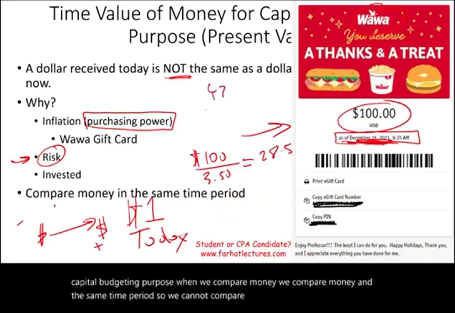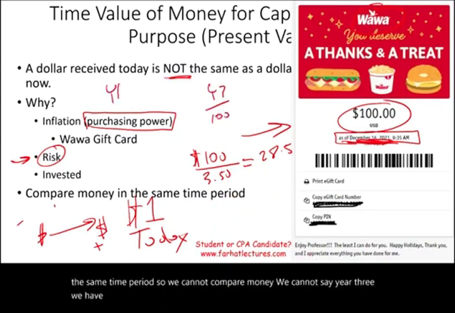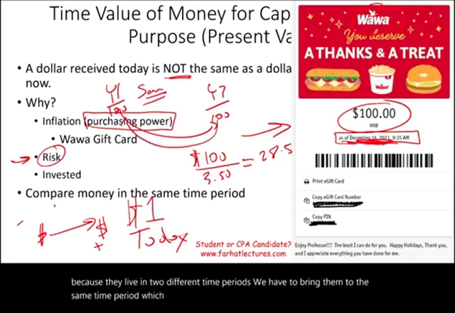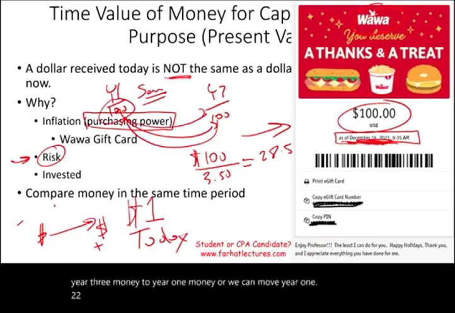We cannot say year 3 we have $100 and year 1 we have $100. Those two $100 are not the same because they live in two different time periods. We have to bring them to the same time period, which is bring year 3 to year 1. Now we can compare year 3 money to year 1 money, or we can move year 1 money to year 3 money and compare them.